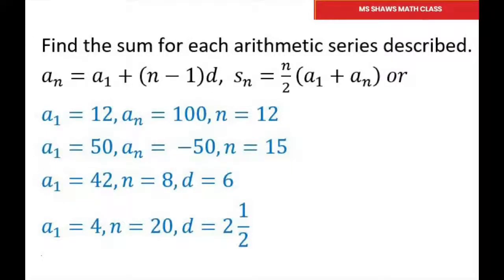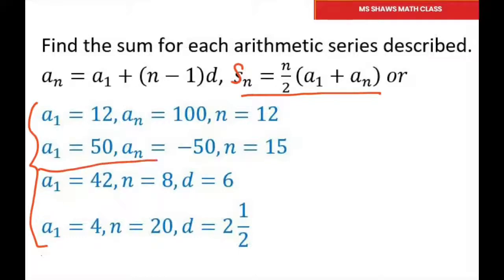Hi everyone, we're going to find the sum for each arithmetic series described, and here's your sum formula here. This should be a big S. So these are the 4 problems we're going to do here. The first 2 are very straightforward. We're just going to plug them in. So these first 2, you're just going to plug them in the formula here, and that's easy.